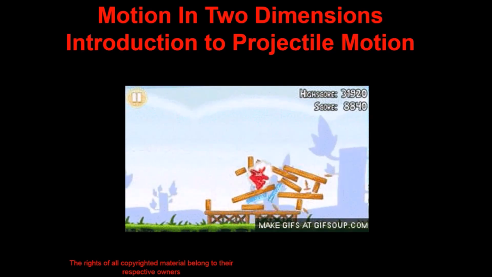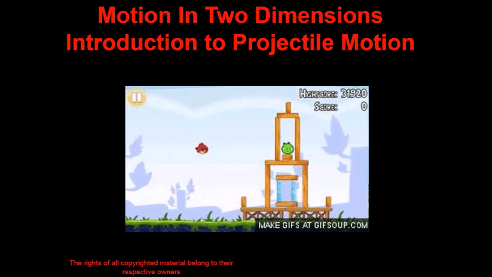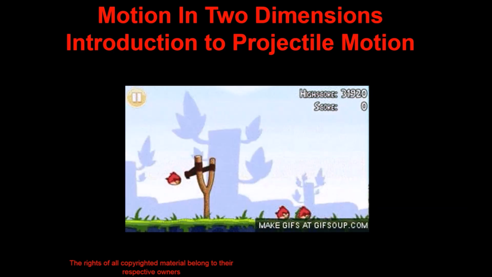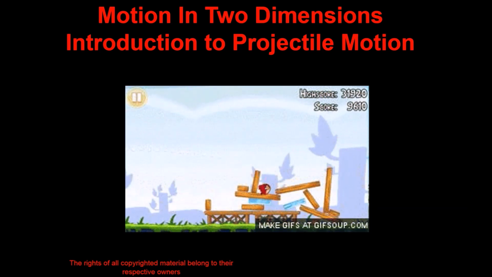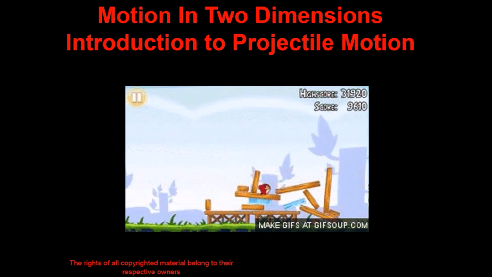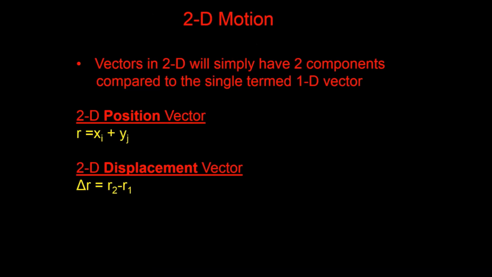Having laid the groundwork for elementary motion and talked about displacement, velocity, time, and vectors, we can move into talking about a more realistic motion, and that's motion in 2 dimensions, and specifically the case of projectile motion. So when we're talking about 2D motion, we can look at a situation where the vectors can be analysed in 2 dimensions, and they will of course have 2 components compared to the single termed 1-dimensional vector.